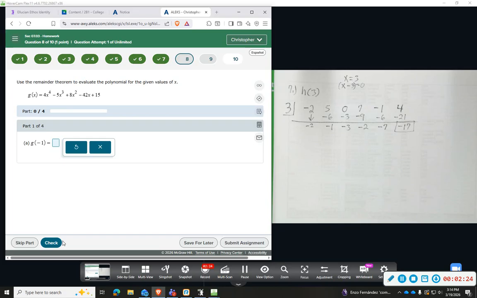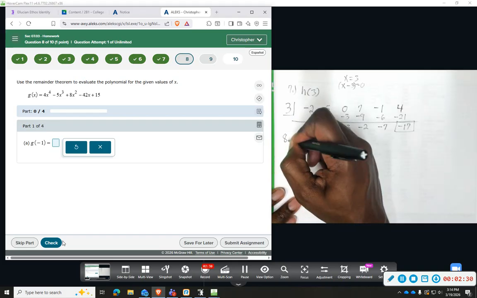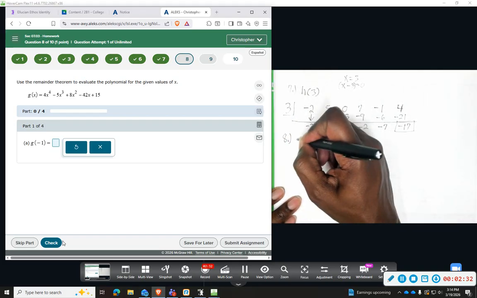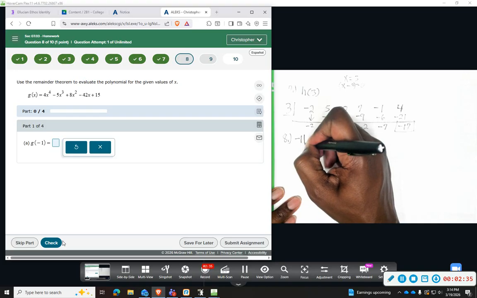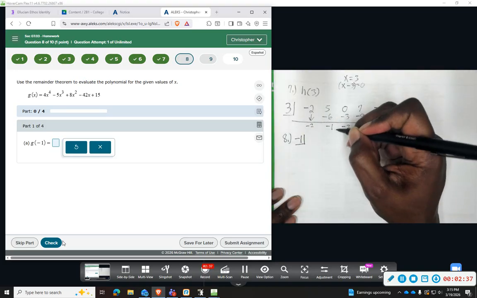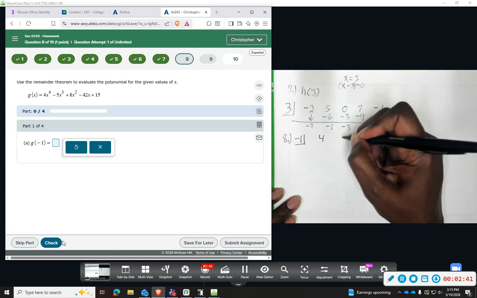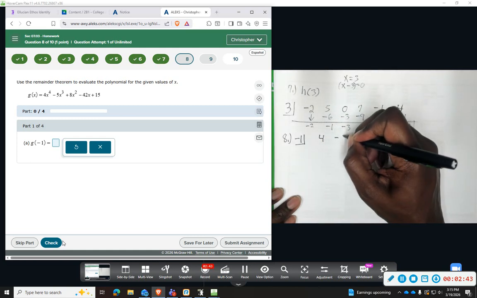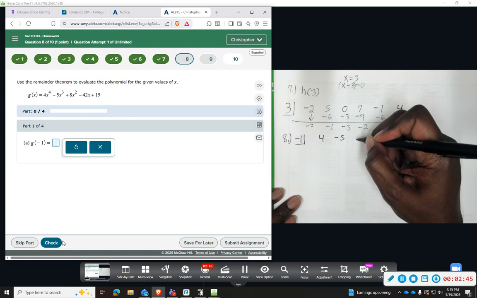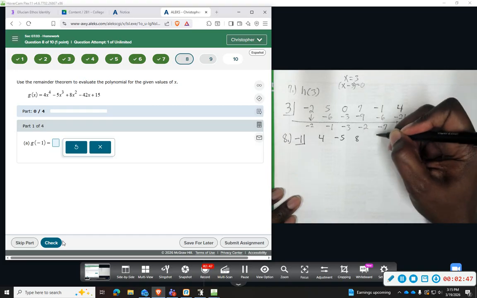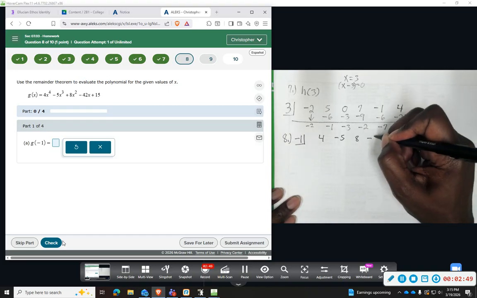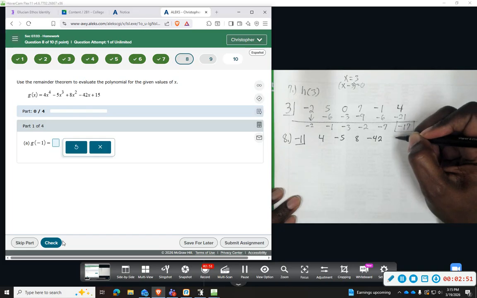All right, number 8, we're going to do 4 parts. The first, we're going to do g of negative 1. Okay, so that means my little box number is negative 1. I'm going to list my coefficients, which are in order. So we got a 4, a negative 5, positive 8, negative 42, and then 15.